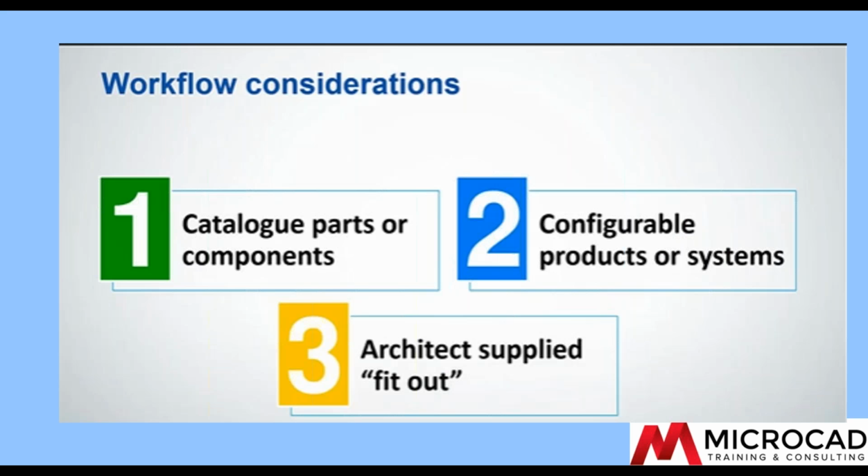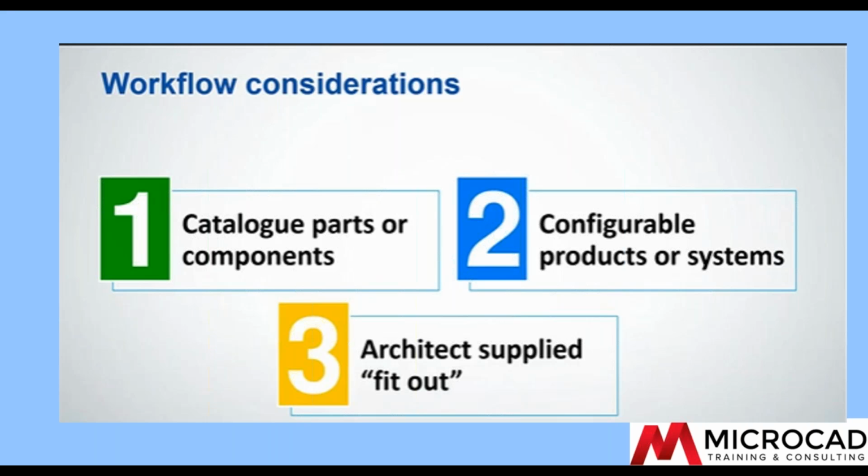Okay, so how can you actually share the data? There are 3 potential workflows depending on the type of products you make. 1, if you're making standard parts, taking advantage of manufacturing efficiencies of scale, then you would publish a catalog and have an architect select products from that catalog.